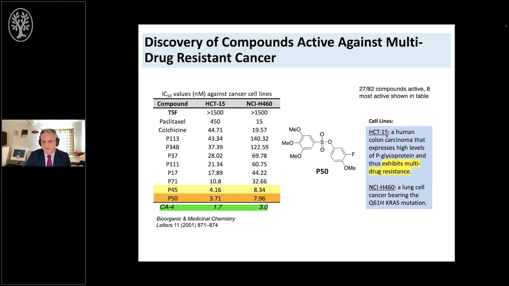We screened against the HCT15 and the NCI-H460 cell lines. This is a lung cancer cell line with a KRAS mutation. HCT15 generally has high levels of P-glycoprotein, so it is often multi-drug resistant. As you can see, our compound, and I'll just focus on the bottom end here, P50, is pretty potent. It's in the same region as Taxol or colchicine in non-multi-drug resistant cell lines. But in the resistant cell line, Taxol really falls off the edge, whereas our compounds retain their activity.